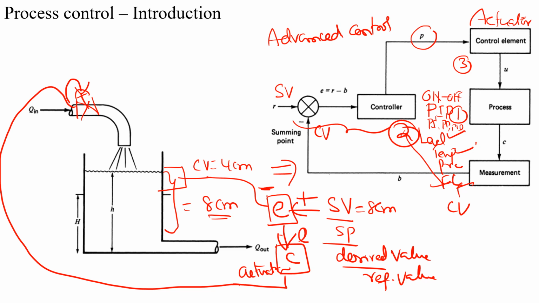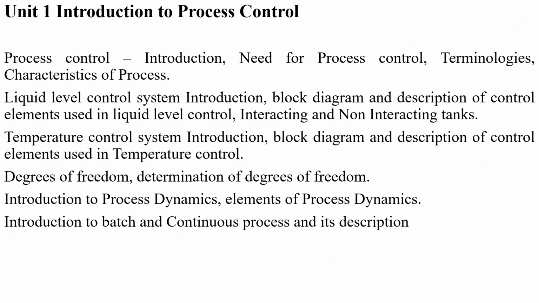So before I enter into the first unit, first let's see what the contents of the first unit are. So this is the content. First, in this session we are going to learn what is the need for process control, because we have already learned the process control introduction. So what is the need for process control? What are the terminologies we use in process control, and what are the characteristics of the process? Then in the upcoming sessions we'll see the other topics. So first, let me enter into the need.